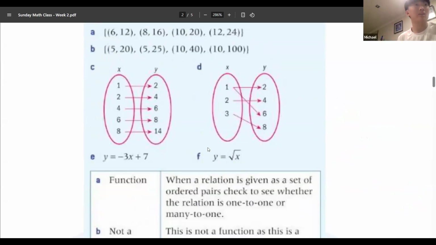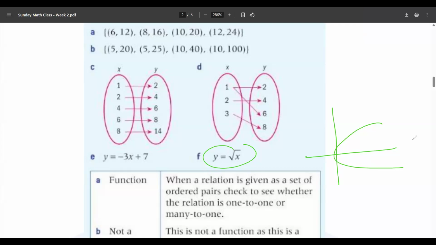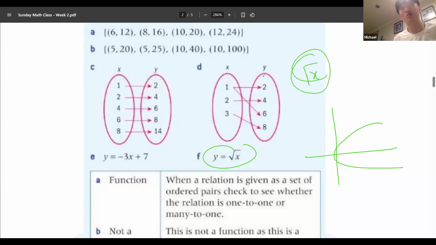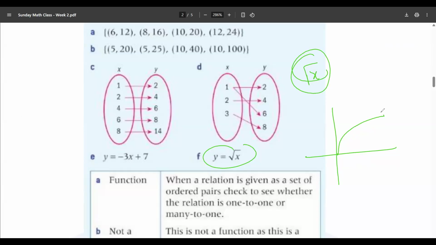Some students might think of F as the inverse of the square, but if it is the inverse of the square, it looks like this, right? But remember, the square root of x cannot give you a negative number. So this is actually wrong. It is the inverse, but we're not including the bottom part. Square root actually only gives you a positive number. It cannot give you a negative number. So it works like this.